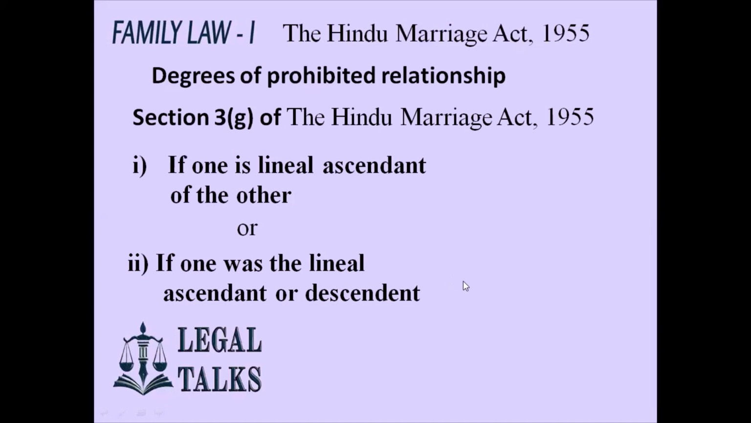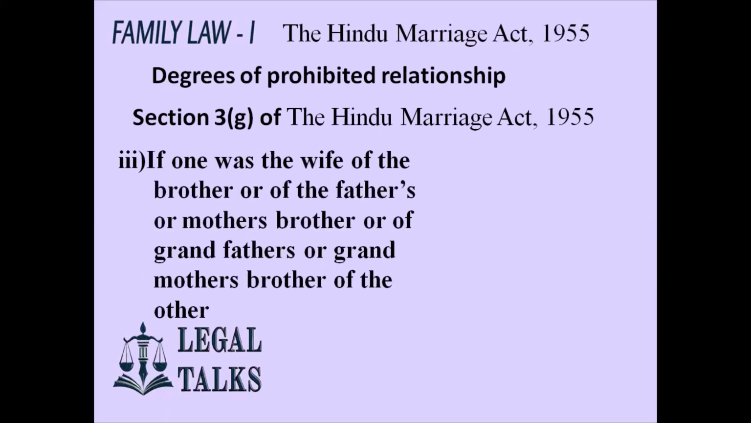Now this talks about both the sides. Like if K is a female, now K cannot marry her father, or K cannot marry her son. Okay. Now if one was the wife of brother, so one cannot marry one's brother's wife, father's or mother's brother, or grandfather's or grandmother's brother of the other. Okay, so within the closest blood relation, marriage cannot be performed.